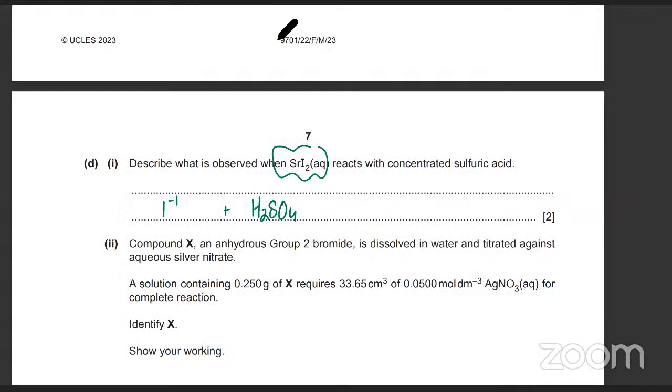So describe what is observed. What is observed is that the sulfuric acid is going to get reduced to sulfur. That's going to be a yellow solid. So a yellow solid would be produced. The I-1 will turn into I2. So that's your blue-black solid, or if it vaporizes, it's going to be a purple vapor.